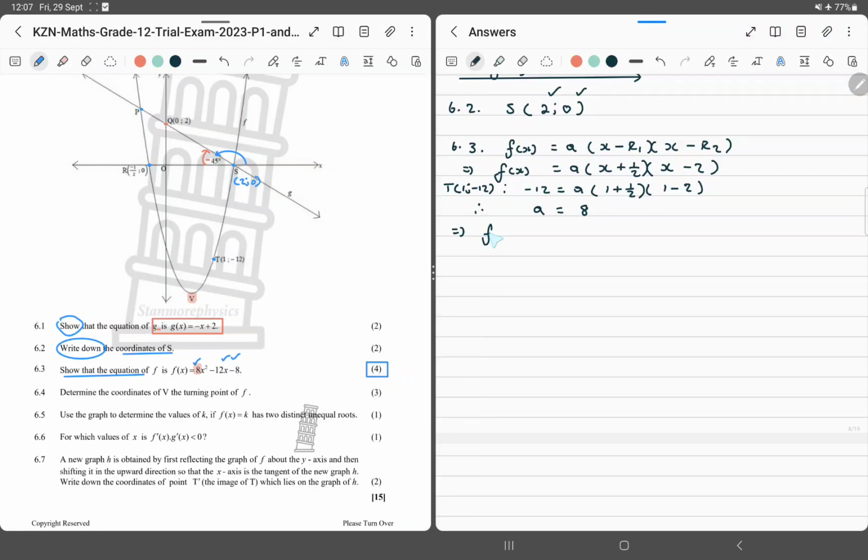So this implies that our f of x is going to be equal to 8 into x plus a half into x minus 2. Now we simply do the FOIL method here. So x into x, this is going to be x squared. Now a half minus 2, this is minus 3 over 2 x. Then this one multiplied by 2, this gives us a minus 1. Okay, we finally FOIL. This is 8x squared minus this one, 8 divided by 2, it's 4. 4 times 3, it's 12x minus 8. And yes, it is indeed how they are giving it to us.